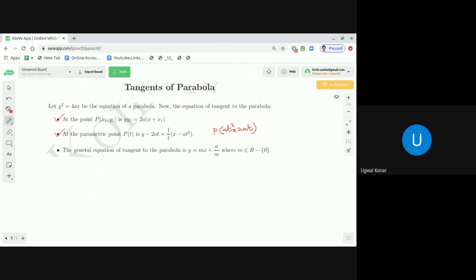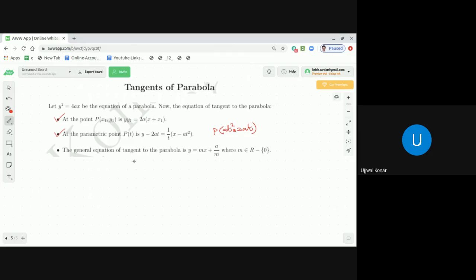Now, dear students, if you recall, when we discussed the parametric form of a parabola, at that time I said that if we take the parametric point 't' with coordinates (at square, 2at), the equation of the tangent will have a slope 1 by t, and that is what is given. The coefficient of x is known as the slope of that particular straight line. So that is clearly visible.